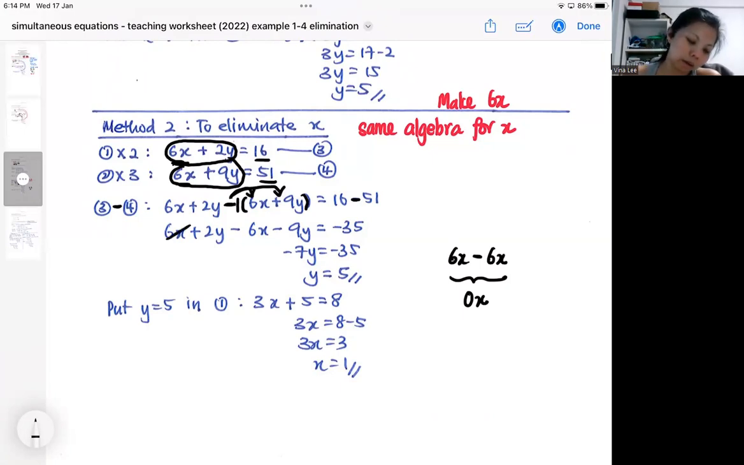Otherwise, you will have a sign error. Your 6x will disappear. And then you are left with -7y. And then you can solve for your y.